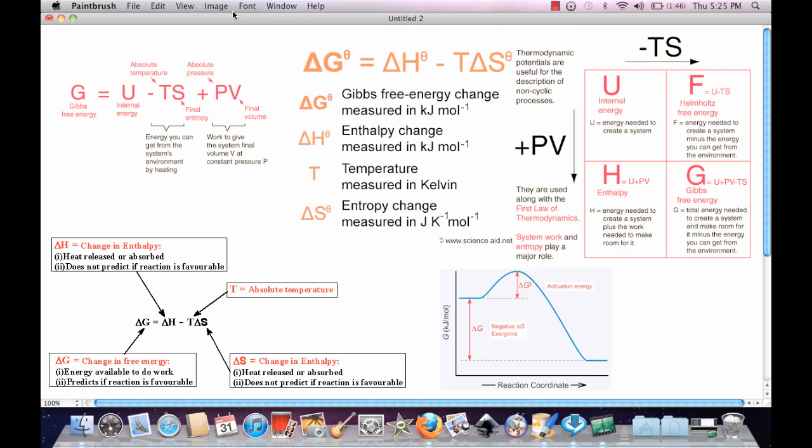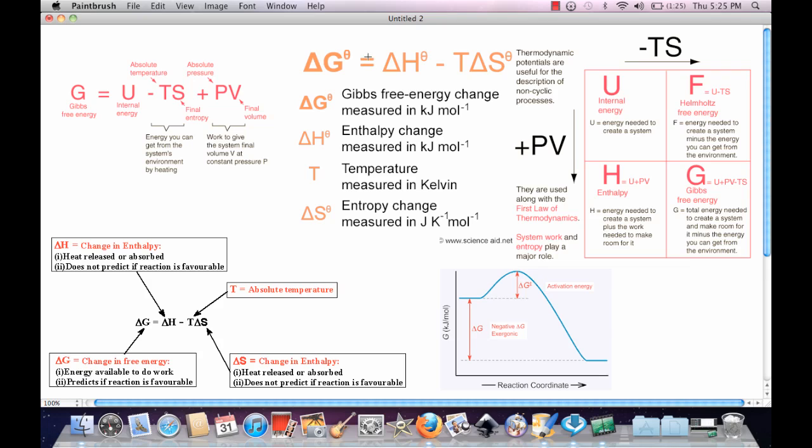So we're looking at Gibbs free energy right now. Gibbs free energy is basically equal to internal energy, subtract absolute temperature times final entropy, plus PV, which is basically absolute pressure times final volume. Another easier way to see this is this one here.